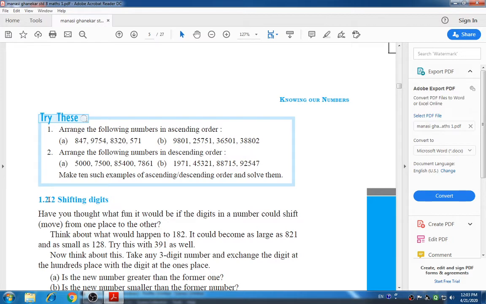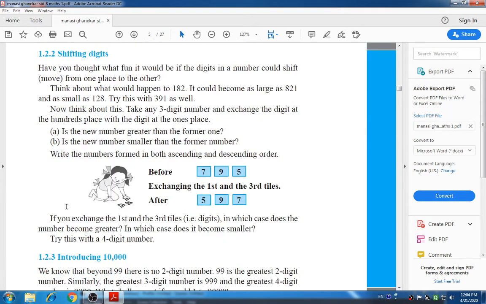Our next point is shifting digits. Look at here. The digits are given as 7, 9 and 5. After exchanging the first and the third tiles we get 5, 9, 7. That means if you exchange the digits, we can make many numbers and we can find out the smallest and greatest also.